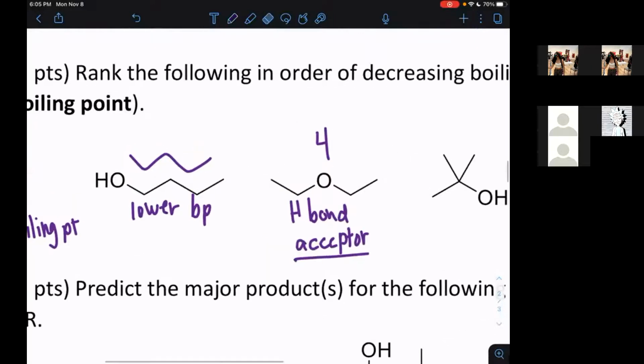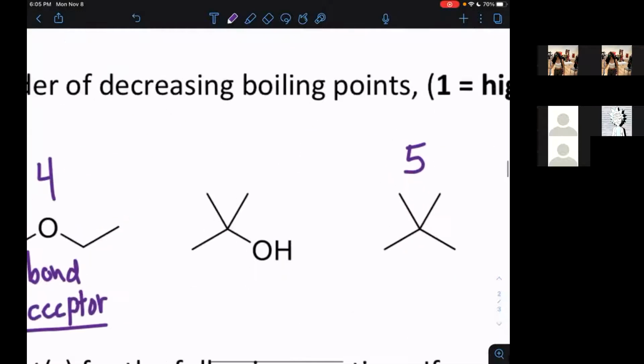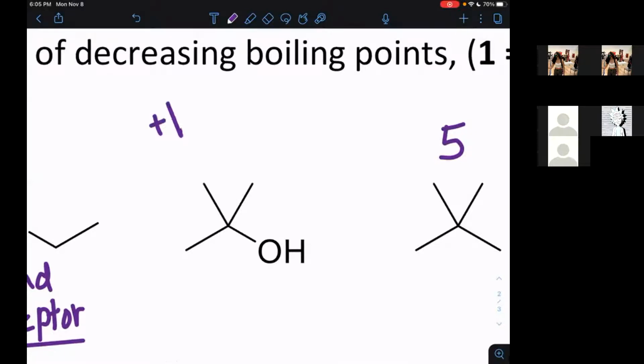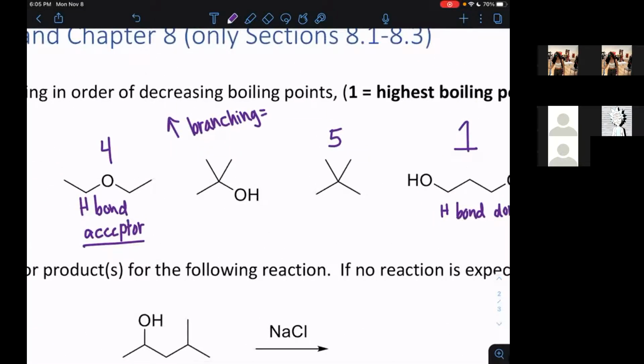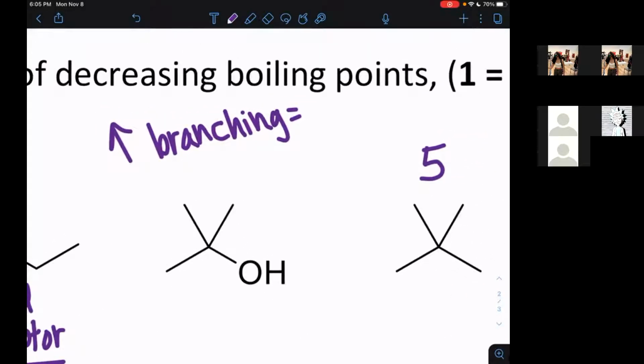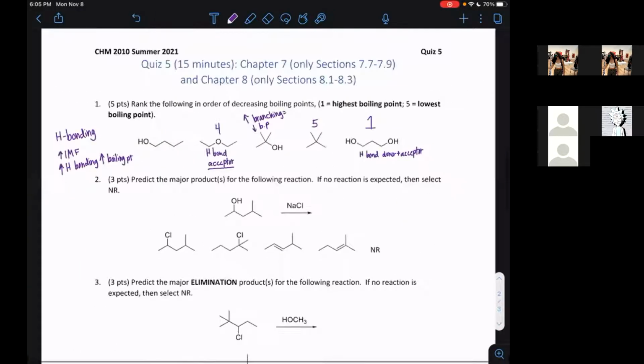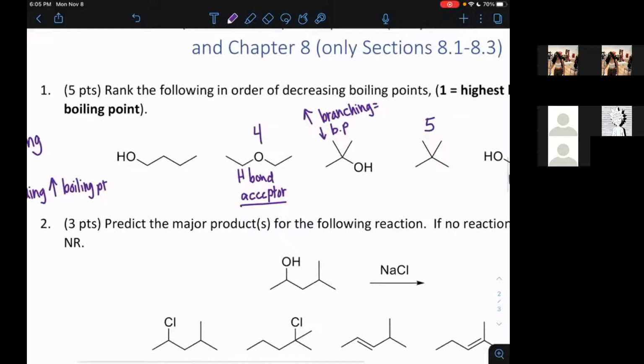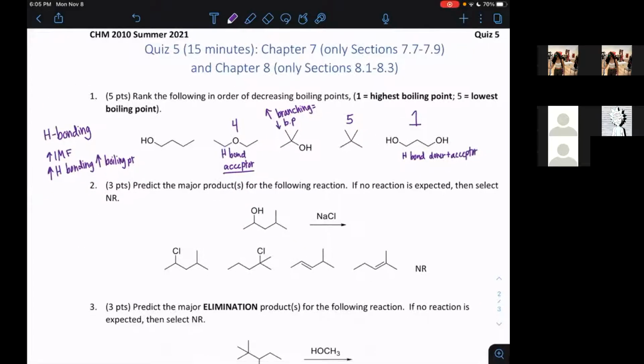No, it's going to be the other way, because remember, more branching means lower boiling points for the carbon chains. And you don't have two on that one. So the longer the chain without any branching, the higher the boiling point. Oh wait, I'm sorry. More branching is lower boiling point or higher? Lower. So if it's just a carbon chain, like the first one, it's got a higher boiling point. But the one you have as number 5 has more branching, so its boiling point is lower.